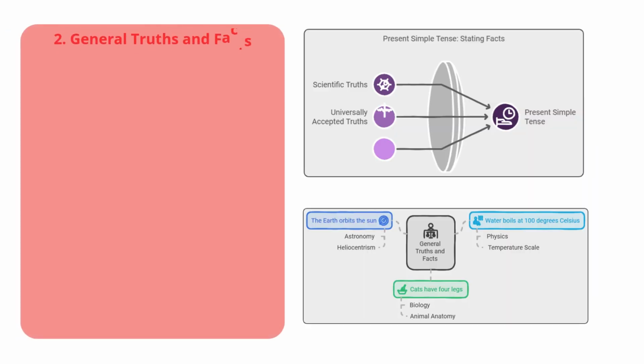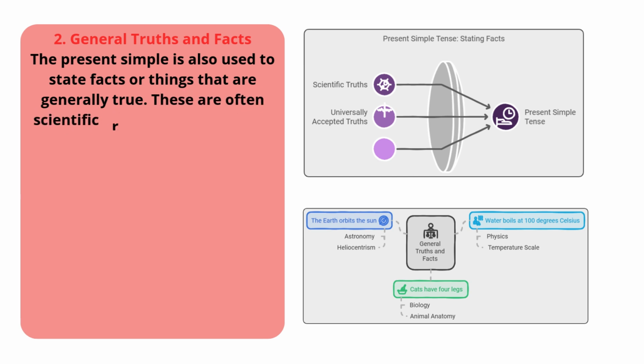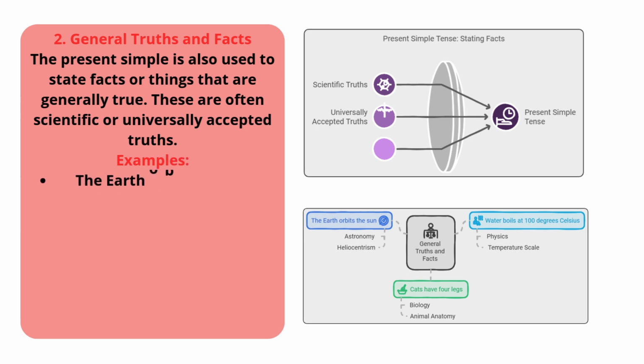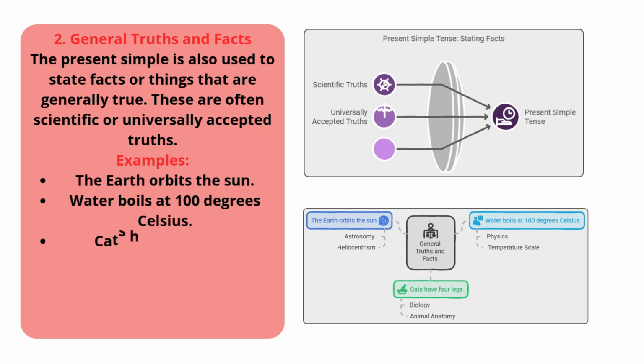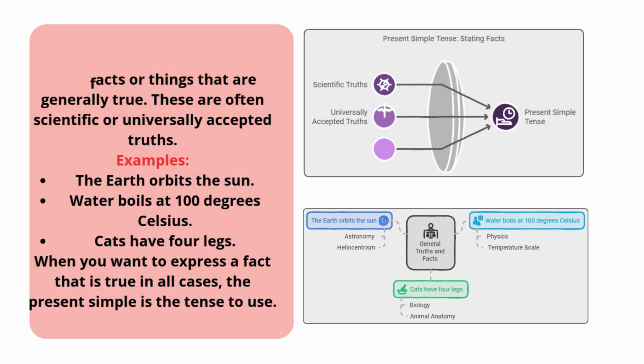2. General truths and facts. The present simple is also used to state facts or things that are generally true. These are often scientific or universally accepted truths. Examples: the Earth orbits the Sun. Water boils at 100 degrees Celsius. Cats have 4 legs. When you want to express a fact that is true in all cases, the present simple is the tense to use.